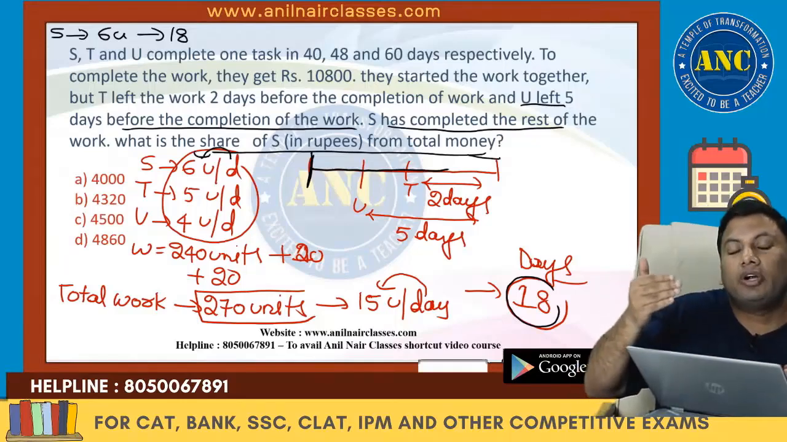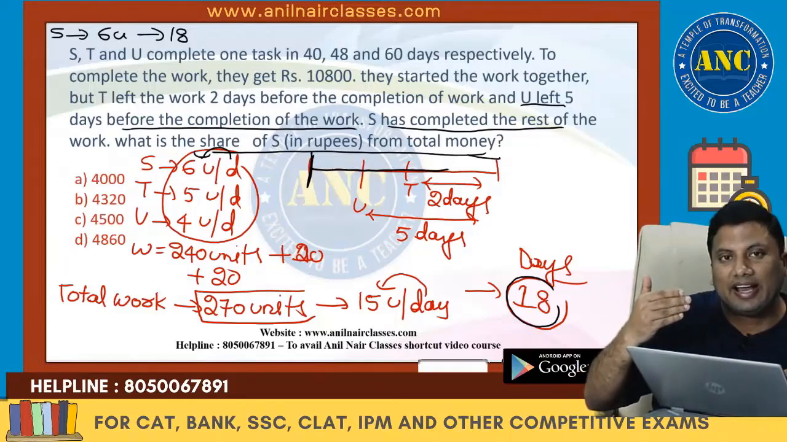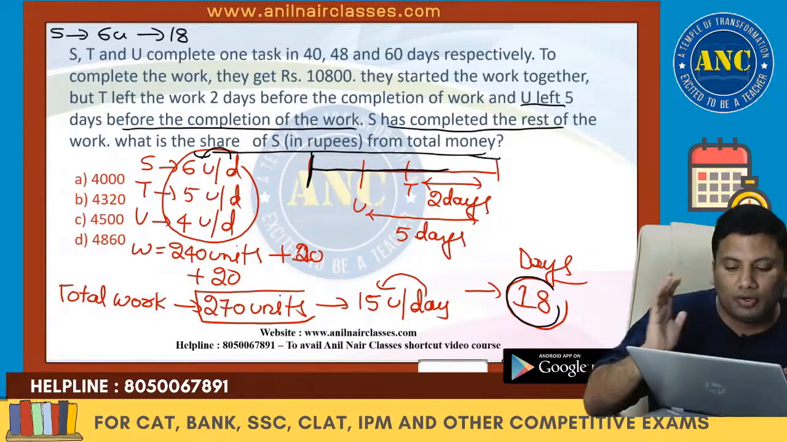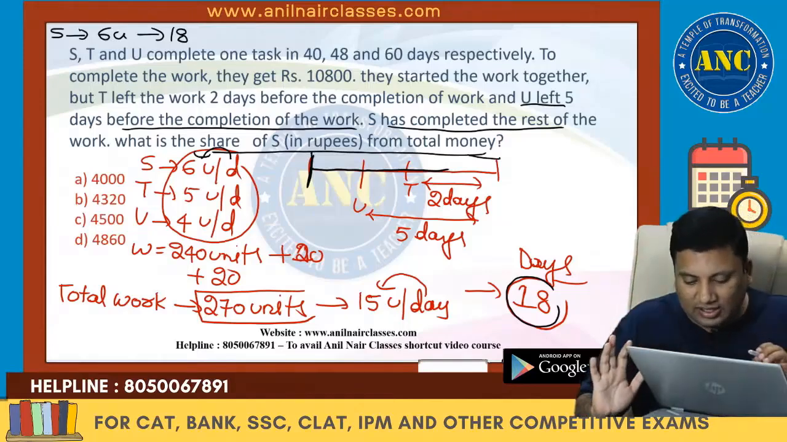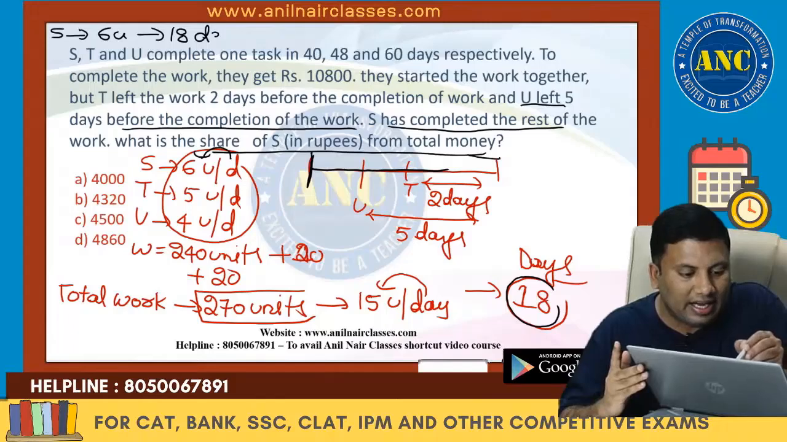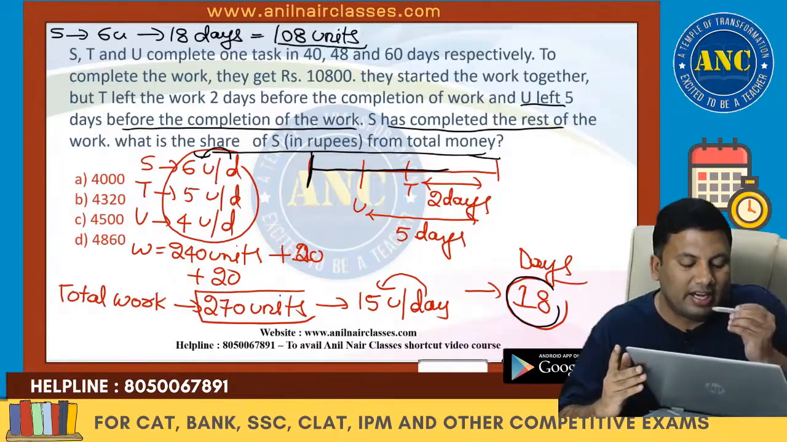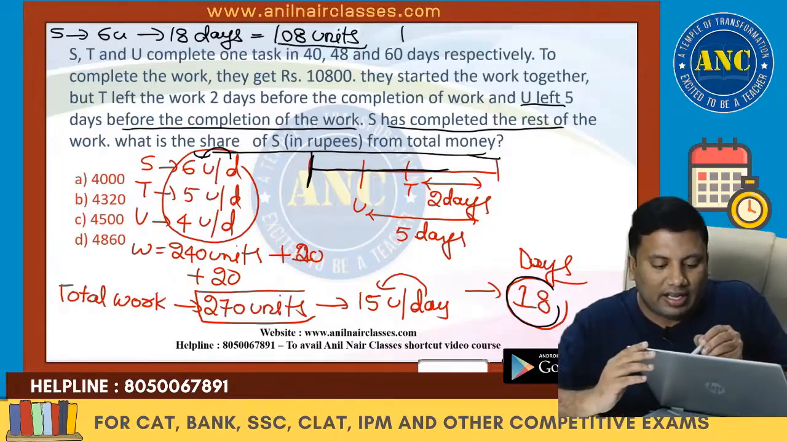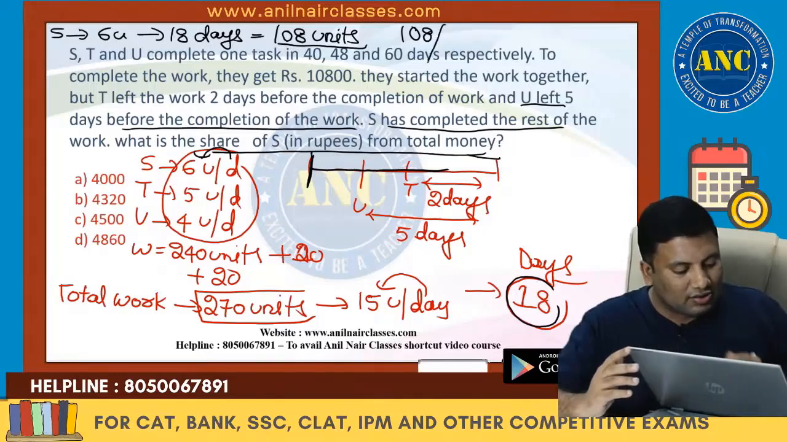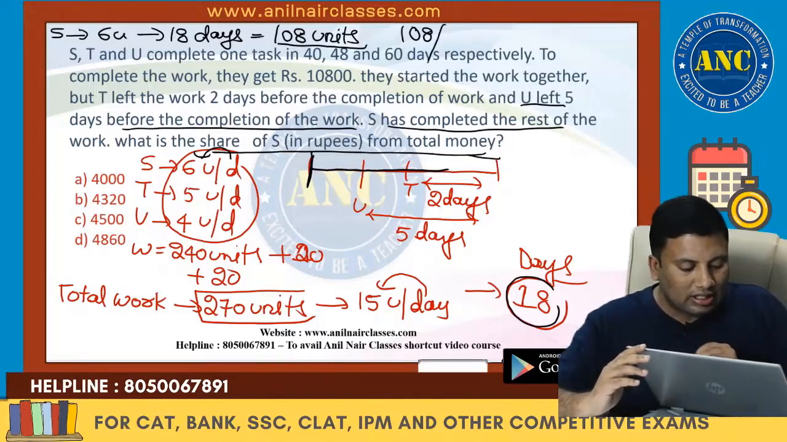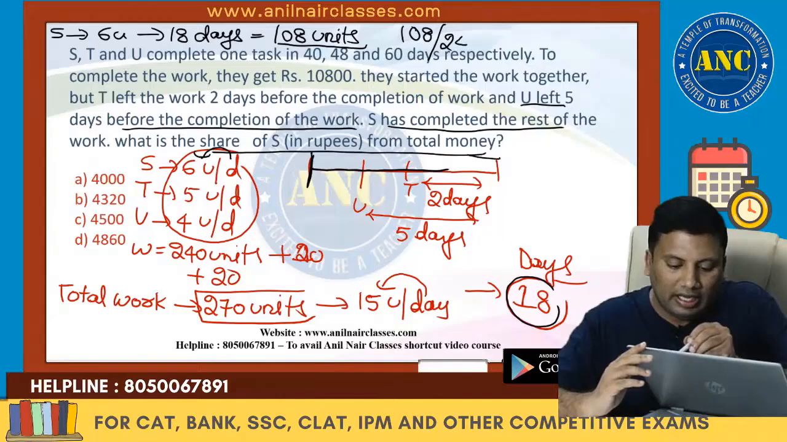In between, 2 days before, T has left. 5 days before, U has left. That means S has worked for the entire 18 days of the work. That means totally how many units of work will he do? 108 units of work he will do. 108 units of work he is doing from the total work of 240 units.